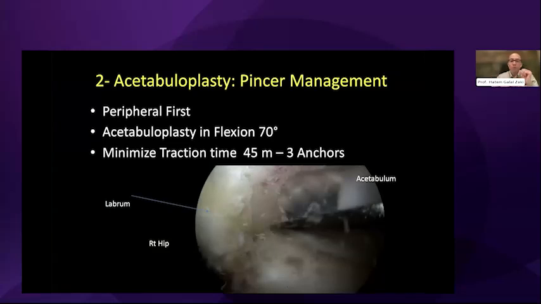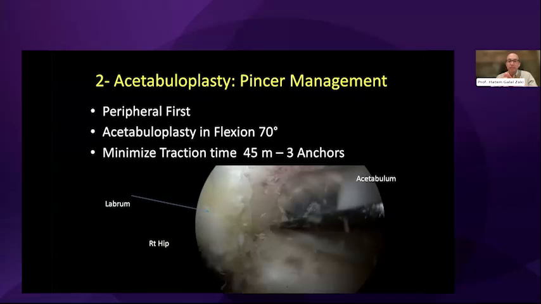So it's important to go to the chondrolabral junction, and you see that it's been softened and there is no bony protuberance behind the labrum preventing it from receding backwards. Our work always starts with the peripheral compartment. We do the cam, and then we also do a big portion of the acetabuloplasty or pincer management in the peripheral compartment, in flexion of about 70 degrees.